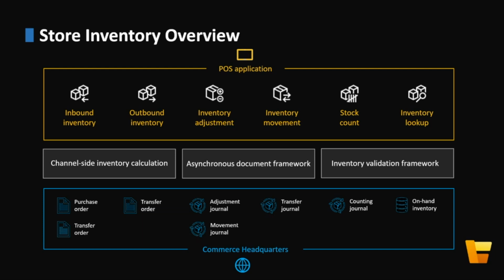As you may know, an inventory journal is another concept or mechanism in our Dynamics ERP to post inventory transactions of various types. Technically, we also have three core frameworks in the middle layer: channel side calculation, asynchronous document framework, and inventory validation framework to empower those 6 operations. In the rest of my talk, I will walk through each one of the 6 operations with end-to-end demos, and then deep dive into those 3 underlying frameworks.